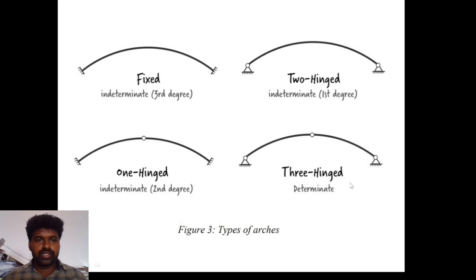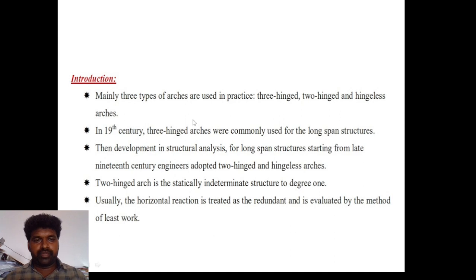These are the types of arches: fixed support, and there are two-hinged, and this is one hinged, and this is a three-hinged arch. Introduction. Mainly three types of arches are used in practice: three-hinged arch, two-hinged arch, and hingeless arch. In the 19th century, three-hinged arches were commonly used for long span structures. The development in structural analysis for long span structures from the late 19th century adopted two-hinged and hingeless arches.